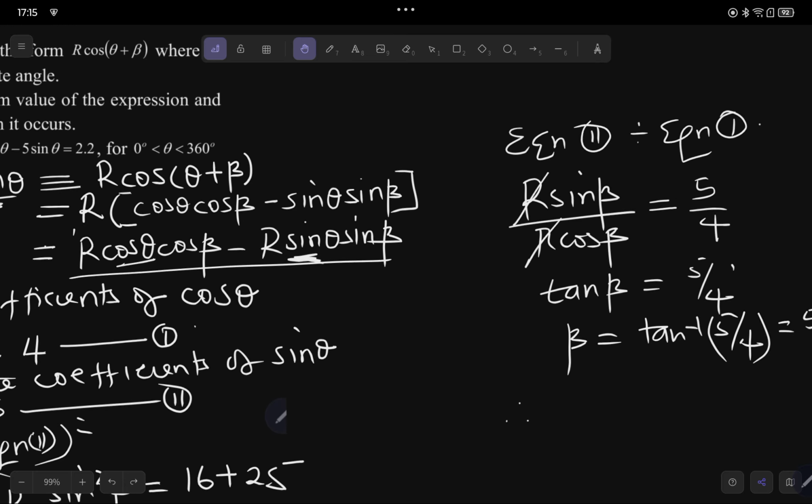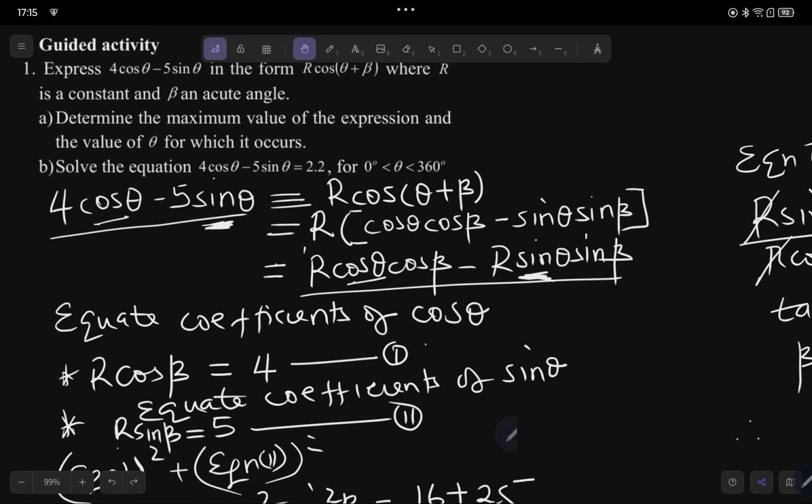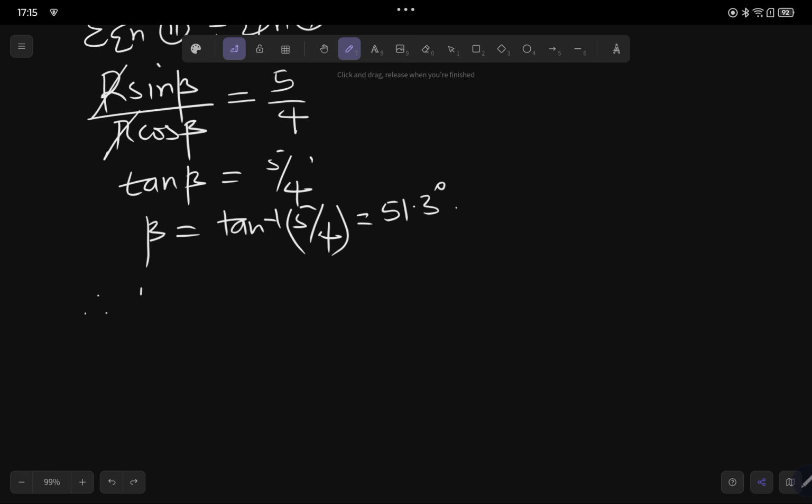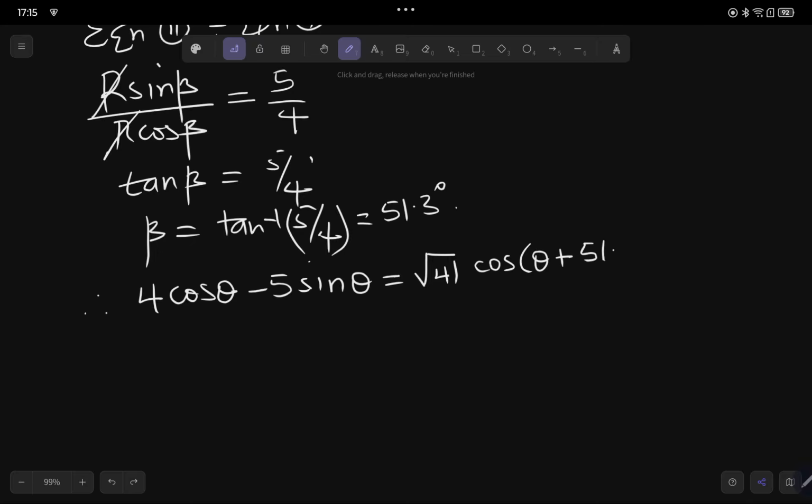The whole thing which they were asking us to express, which was 4 cos theta minus 5 sin theta, is root 41 cos of theta plus 51.3 degrees. That's our desired expression.